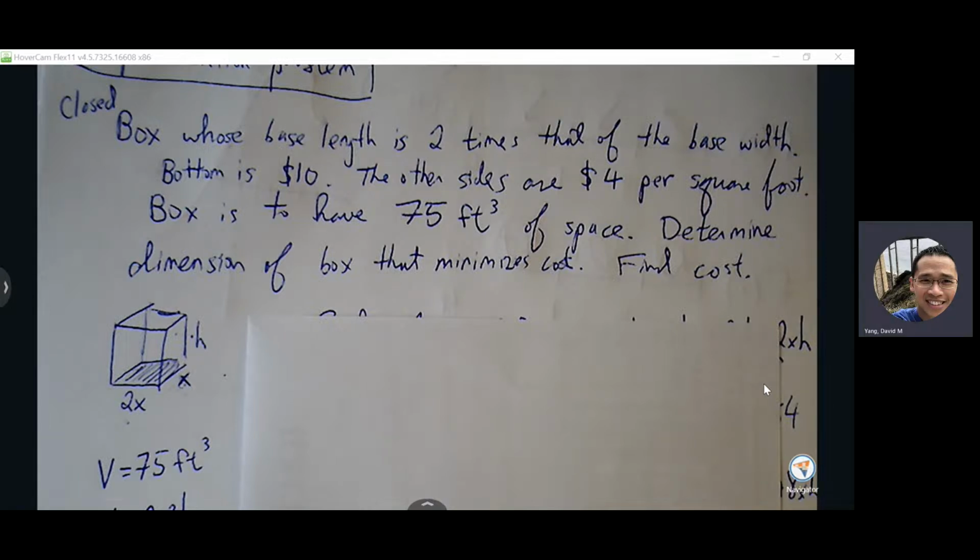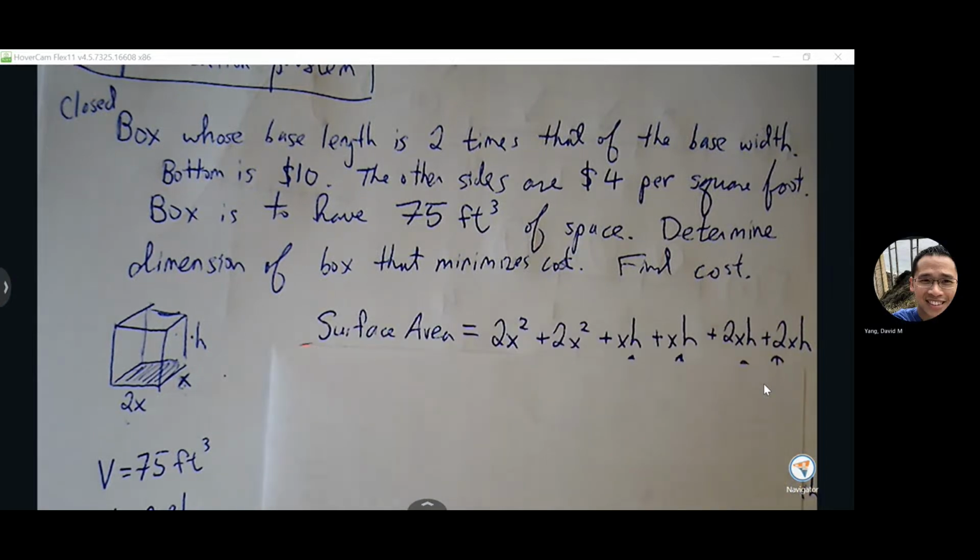Okay, the difference here is that it's a closed box. So if it's a closed box, that means there's material at the top. Okay. So here's my surface area equation. My base, the bottom, is 2x squared because 2x times x is 2x squared. The top is also 2x squared. And then I have 2 vertical sides that are shorter or smaller, xh and xh. And then the front and back vertical sides are 2xh and 2xh. Okay, so far.